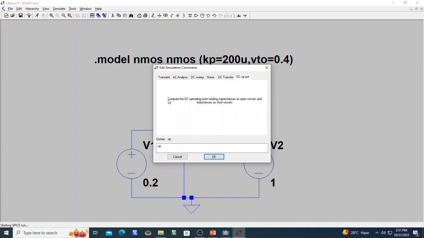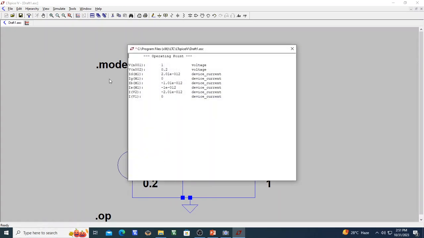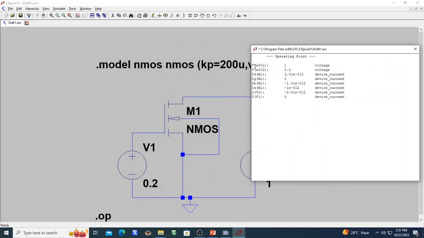You can see here it describes: compute the DC operating point treating capacitances as open circuit and inductances as short circuit. Meaning, if you have any inductor or capacitor in any circuit, when you do this dot OP, it will consider all capacitors as open circuit and inductors as short circuit. Since we don't have anything, nothing to worry about there. When I say dot OP, you can see dot OP came here.